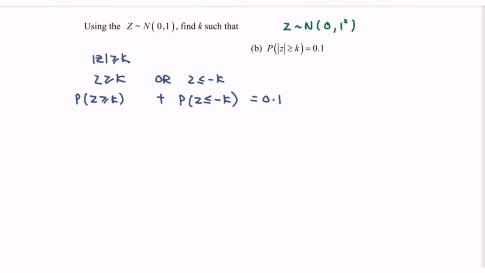So kindly illustrate the situation in a diagram. Locate the value, where we have negative K on the left and we have K on the right. So by referring to the situation, Z greater and equal to K means that here will be the shaded region. Next, the probability that Z less than equal to negative K, so here will be the situation.